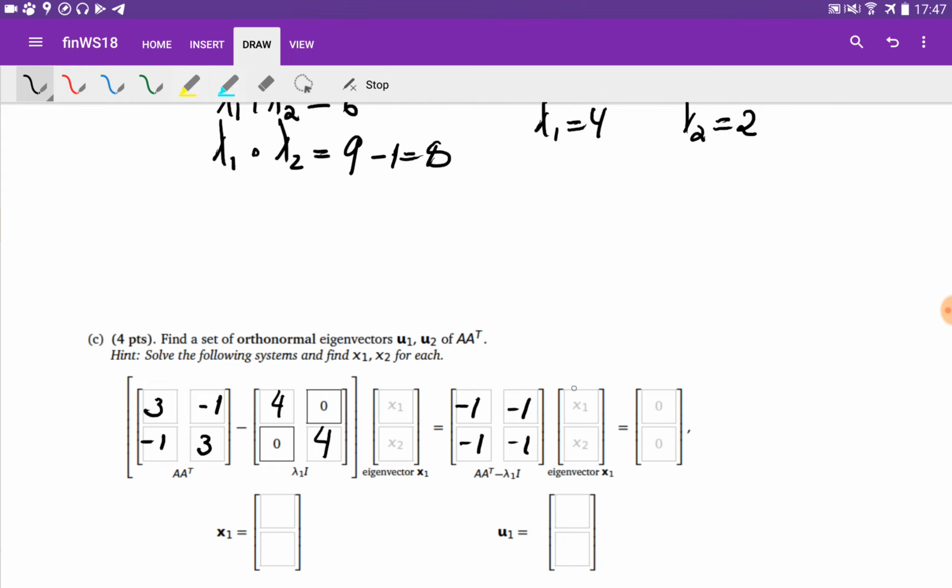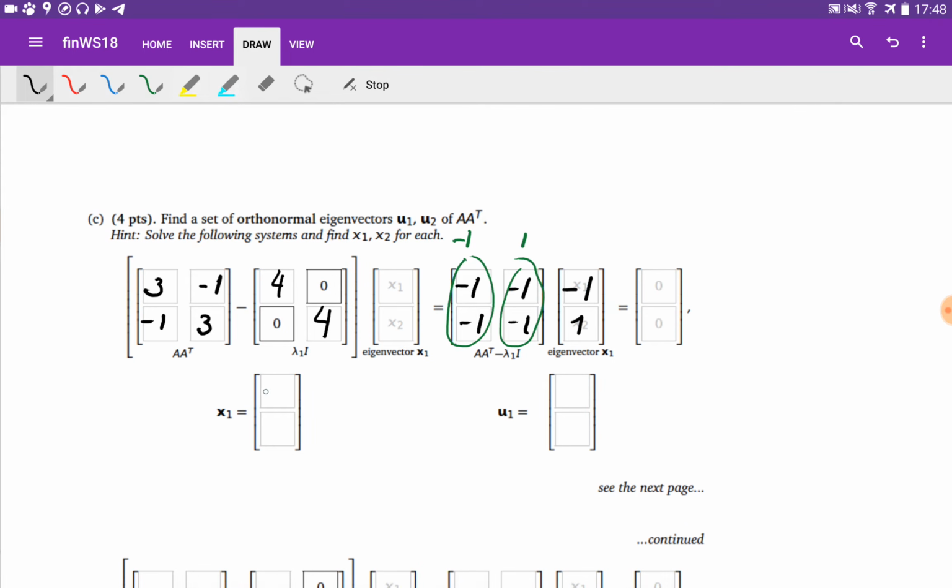We are looking for a vector which makes this multiplication equal to 0. It is clear from here that if we multiply the first column of this matrix by minus 1 and the second column of this matrix by 1, it is going to give us the 0 vector. So basically we multiply the first by minus 1, second by 1, and we obtain 0, 0. So the first eigenvector is minus 1 and 1. If we normalize this, if we make this a unit vector, it's going to be minus 1 over square root of 2 and 1 over square root of 2.